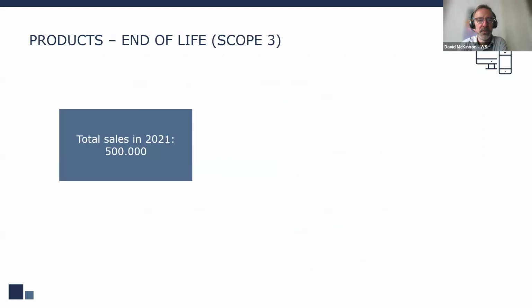Total sales, this is the end of life of products. So there's not actually that much to be done here. The products are pretty basic. It's a bag full of coffee beans.